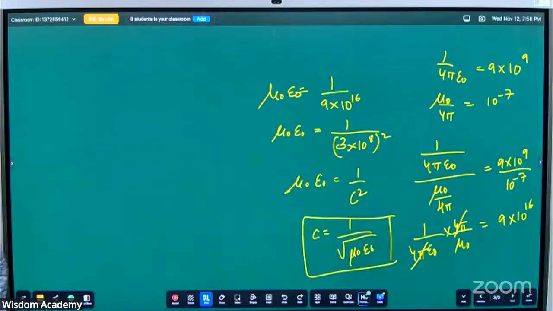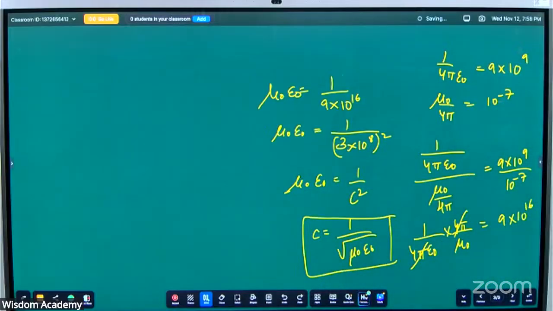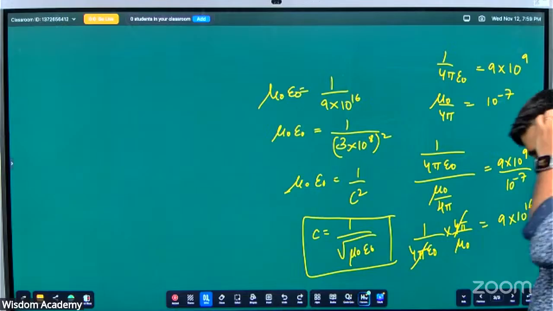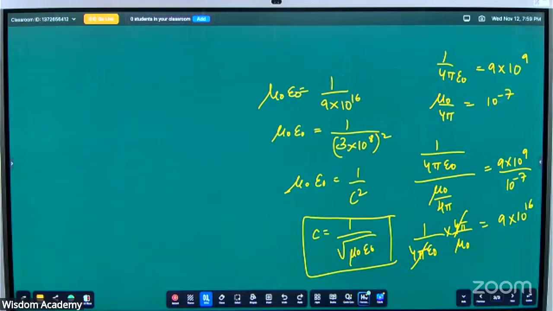These things are very important. Many a times it has come in the board examination about the relationship between mu naught and epsilon naught, which is mu naught epsilon naught equal to 1 by c square. How it came, I have explained to you here. Once again, I have already taught these things in the previous classes.